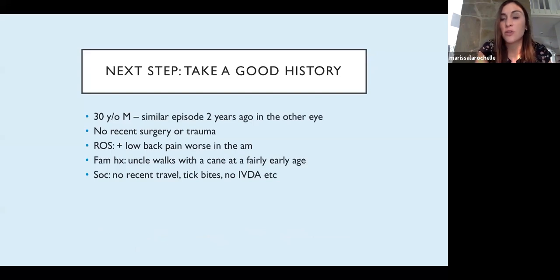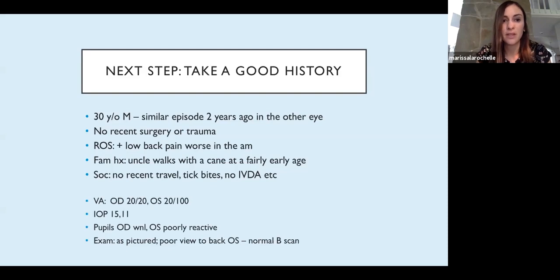This is a 30-year-old man, so he's young. He said, oh, I had something very similar happen to me. It was the other eye and it happened 2 years ago. He said no recent surgery or trauma, but he does endorse low back pain, worse in the mornings. And when you take a careful family history, it reveals that he had an uncle that walked with a cane and was kind of hunched over at an early age. He had a non-contributory social history. So now this is very suspicious for HLA-B27 related disease. Vision is affected, 20/100 in the left eye. You can't see to the back of the eye, so you do an ultrasound, but the ultrasound is normal with no vitritis.